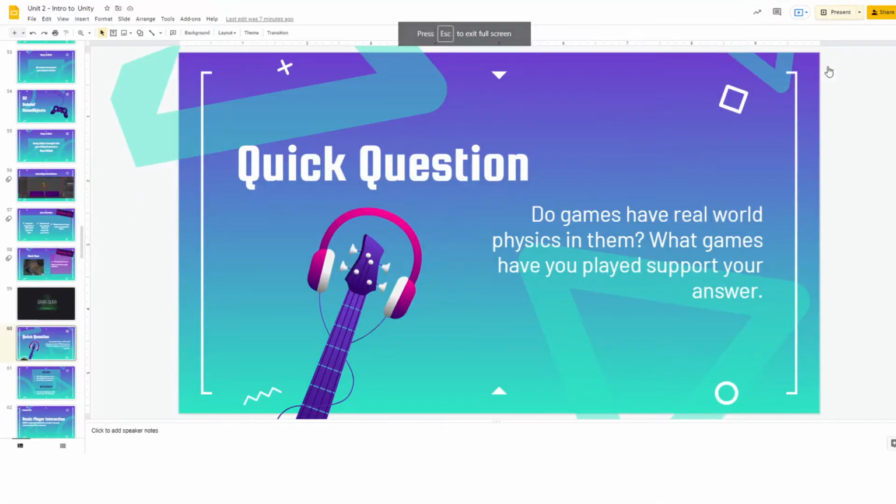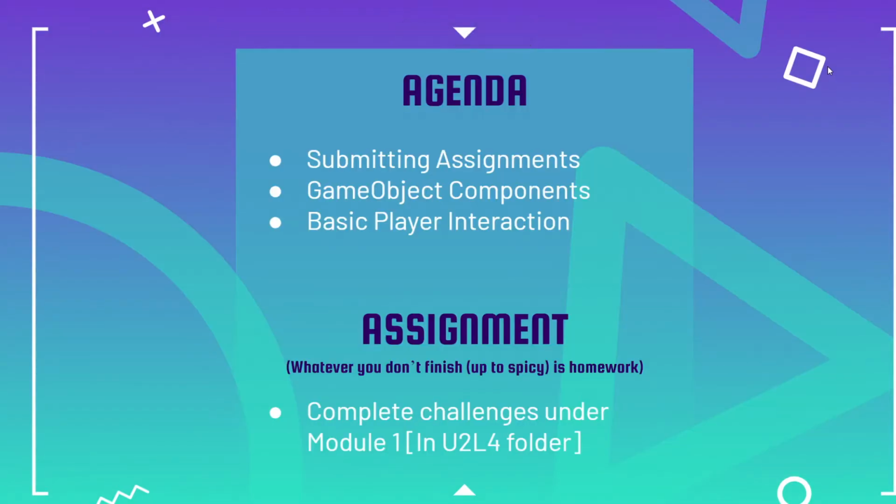Once we've done that, we move into the agenda. So the agenda for today, we're going to talk about how to submit assignments in the class. We're going to talk about game object components and go over basic play interactions. The assignment for today is you're going to complete Module 1, and that module will be inside of the Unit 2, Lesson 4 folder.